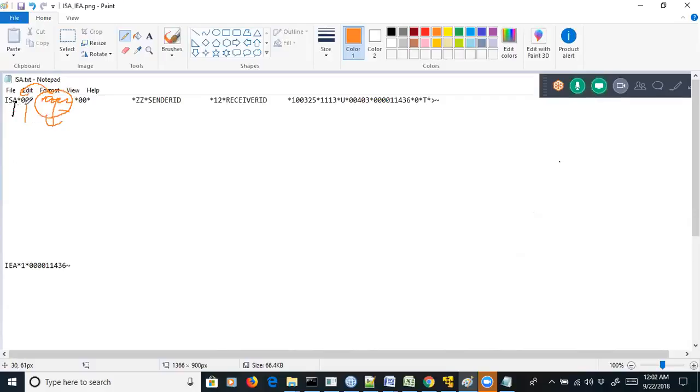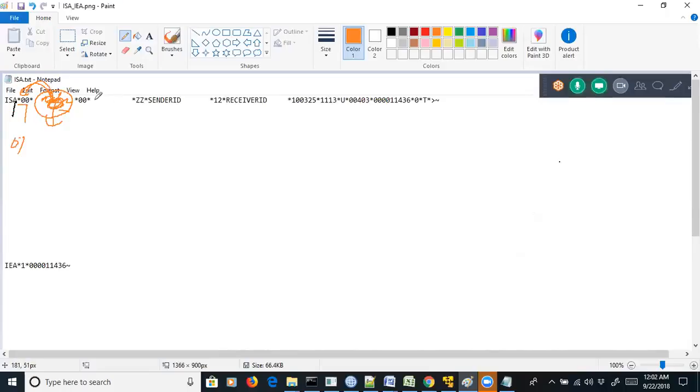Okay, 00 means the next field is blank. I do not want to provide any authorization information. Okay, no authorization information is provided. But if this field is 01, it means in the next field I will get the user ID.